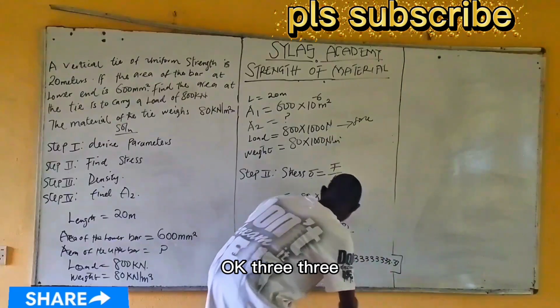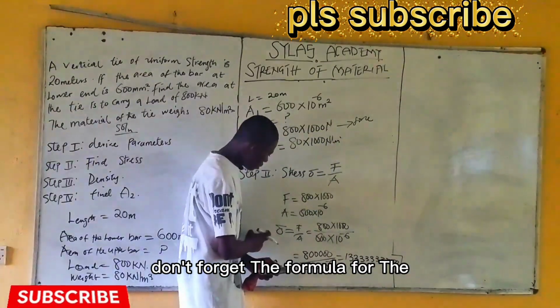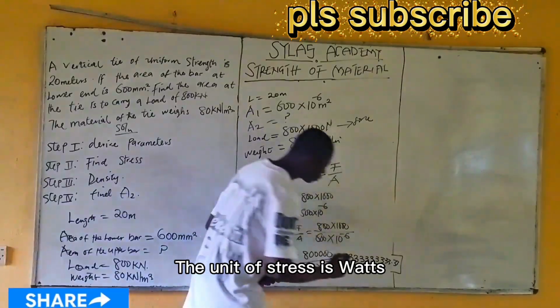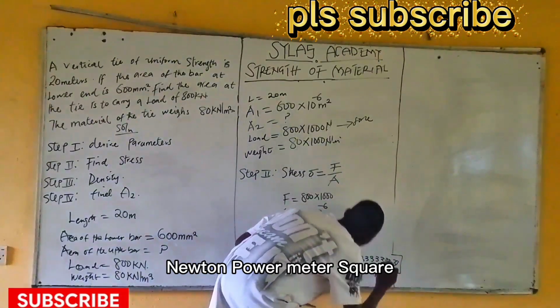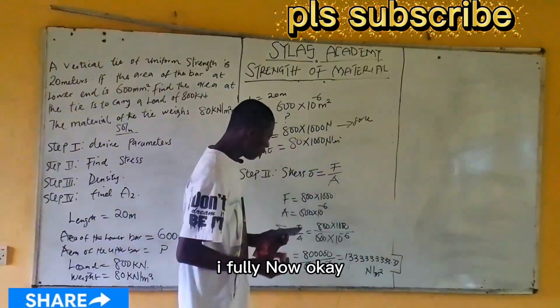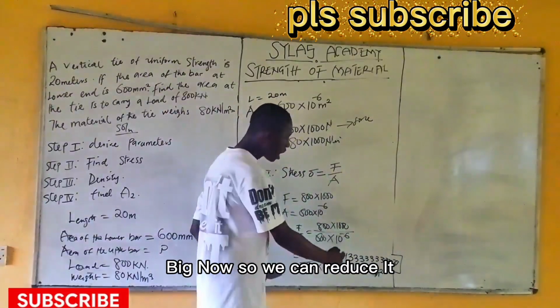Okay, 3, 3. Don't forget the formula for the unit of stress. The unit of stress is Newton per meter square. Okay, but this figure is too big now, so we can reduce it.